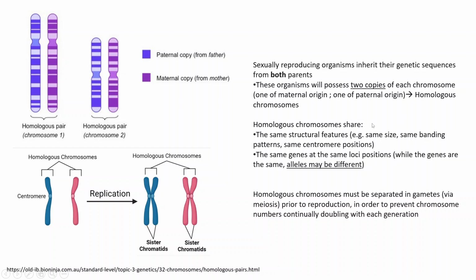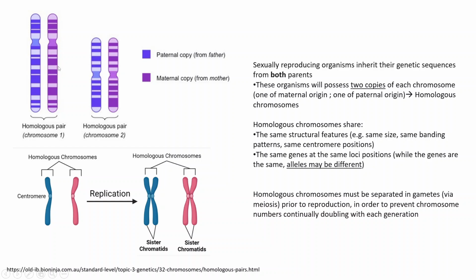So homologous chromosomes share the same structural features, as I mentioned. They have the same size, as you can see, the same band pattern. Like where the genes are, where there are introns, exons, all of that is the same. And the same centromere positioning. As you can see, the centromeres are in the same region. And the same genes are also there at the same loci.